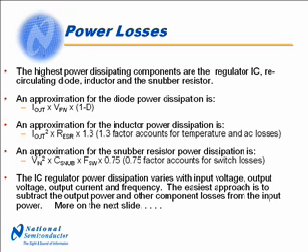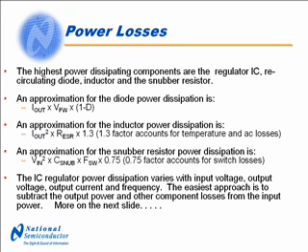The highest power dissipating components in our buck regulator applications are the regulator IC, the recirculating diode, the inductor, and the snubber resistor, if a snubber is provided. An approximation for the diode power is the output current times the voltage drop of the diode times 1 minus the duty cycle. An approximation for the inductor power dissipation is I squared, the output current squared, times the equivalent internal DC resistance of the inductor, times a factor of 1.3, which accounts for the temperature and AC losses.